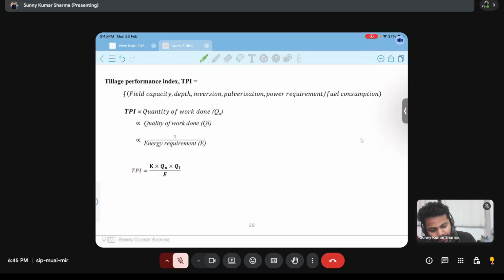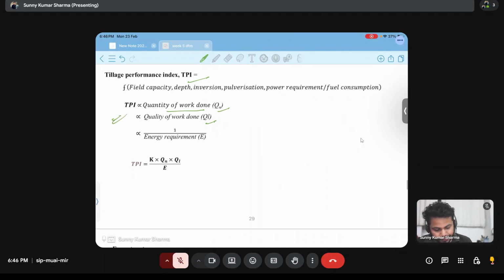The tillage performance index is directly proportional to the quantity of work done, denoted Qn, and the quality of work done, QL, and it is inversely proportional to the energy requirement, E. The more energy it takes, the lower its performance index. The less energy it takes, the better it is.